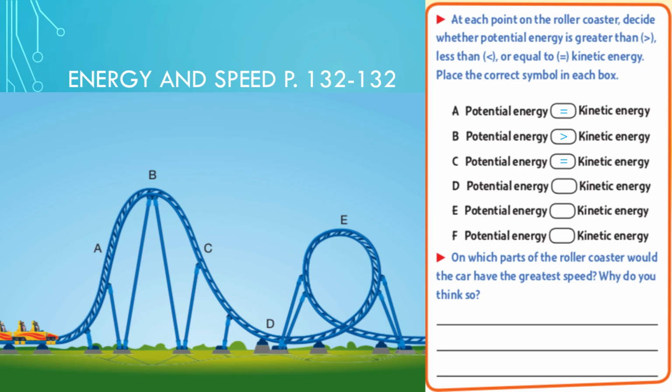At point D, the potential energy is less than the kinetic energy. At point E, the potential energy is equal to the kinetic energy. And at point F, the potential energy is less than the kinetic energy. On which parts of the roller coaster would the car have the greatest speed? Why do you think so? The roller coaster car would be fastest at parts D and F because that's when the kinetic energy is the greatest.